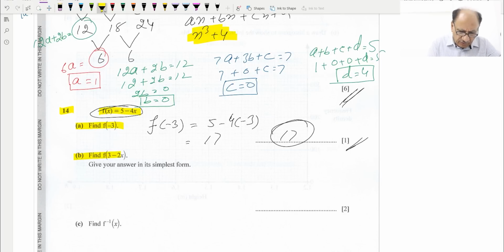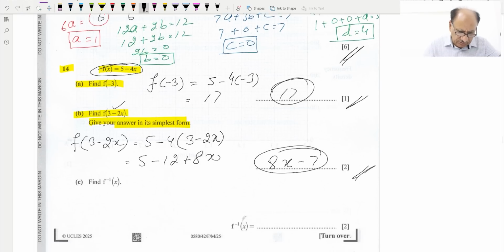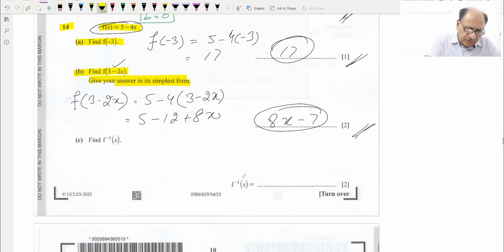Now for the B part, we need to replace x in f of x. In f of x we will be replacing x by 3 minus 2x. So f of 3 minus 2x will be equal to 5 minus 4 into 3 minus 2x, and we can open. This will be 5 minus 12, and minus 4 into minus 2 will be plus 8x. So further simplification will be 8x minus 7. So this will be the final answer, 2 marks.